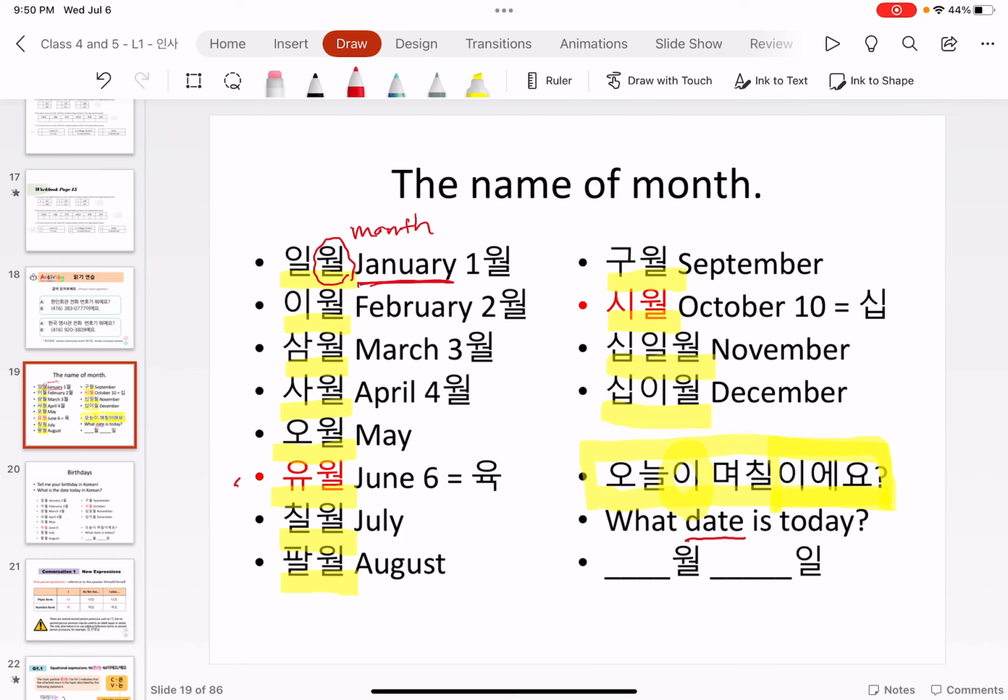The only exceptions to that are these, highlighted in red. Instead of saying 륙월, you say 유월. And instead of 십월, we say 시월. Those are the only exceptions to counting it straight. It's the same thing with dates. If I were to say the 26th day, I would say 26일.